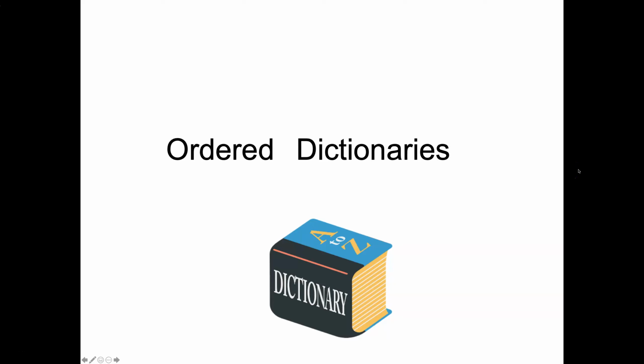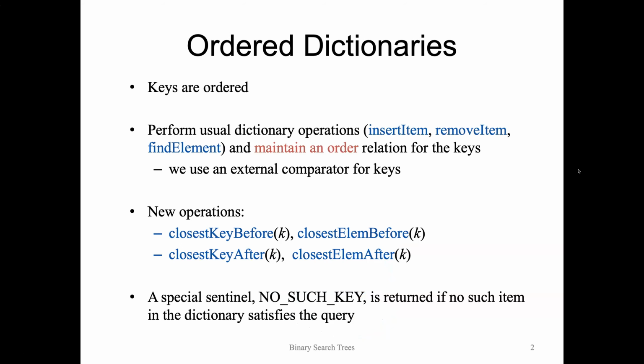So we're going to focus next on ordered dictionaries. Remember that with a dictionary ADT we have find, insert, and remove operations, which are all key-based. So we store entries, which are key element pairs. But with an ordered dictionary, we're going to support a few additional operations.